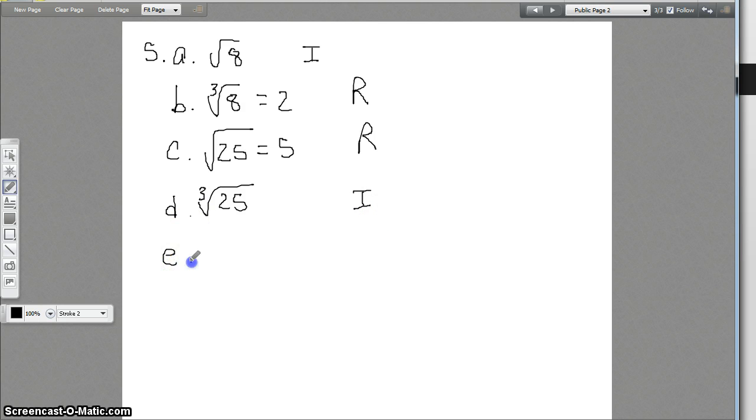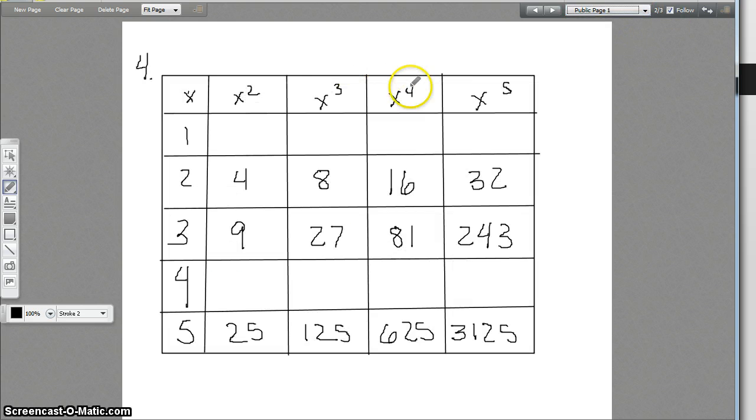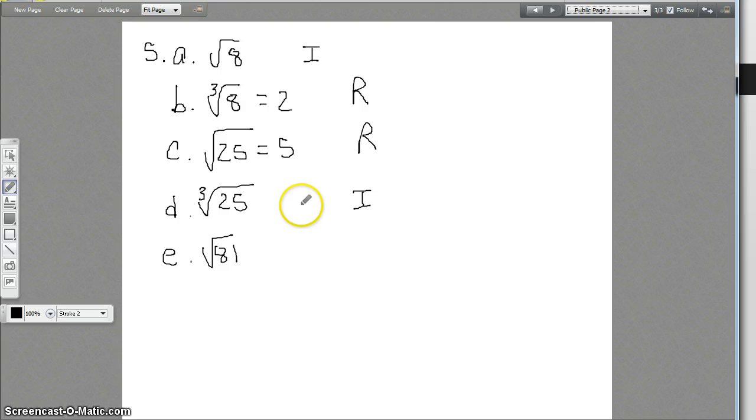Okay, part E, square root of 81. We go back to our page. We look in our square column for 81. Oh, actually, we don't have one big enough for that. I'm sorry, our chart doesn't go that high, but the square root of 81 is actually 9. So some of these your chart may not help you with. Our chart just doesn't go up that high. And that is a rational number.